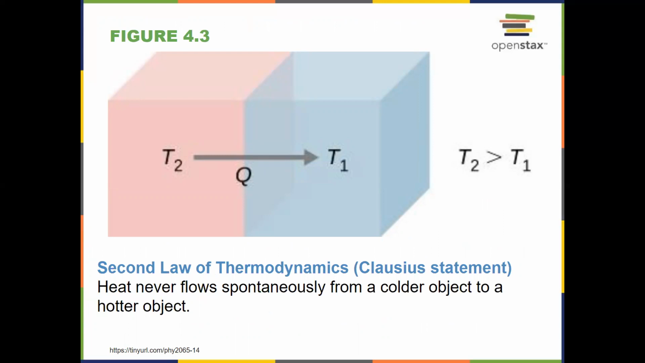It says the heat will never flow spontaneously from a cold object to a hot object. So in reality, heat flows from a hot object to a cold object, okay? That's what will happen spontaneously, which means it will happen naturally. Later in the chapter, we will learn that if you do extra work, then heat can flow from a cold object to a hot object, but that's with the extra work being put in.